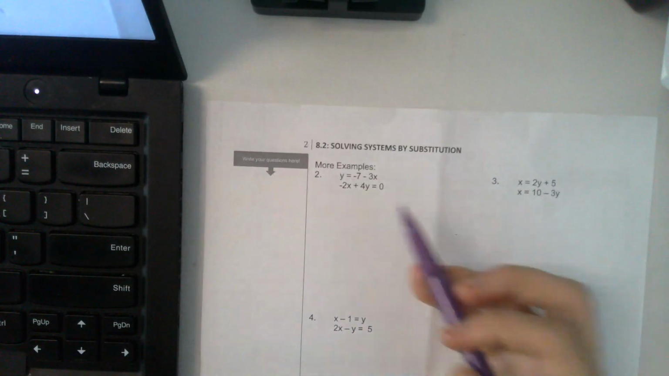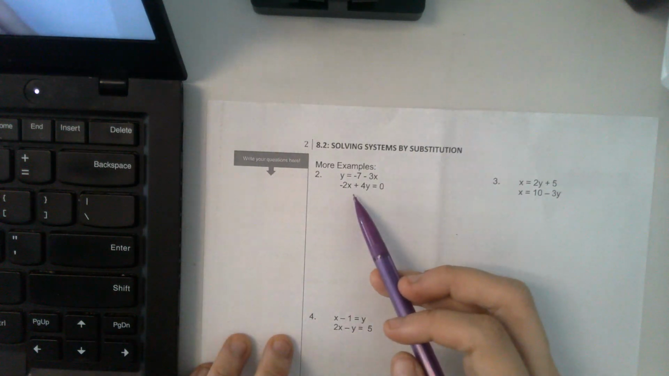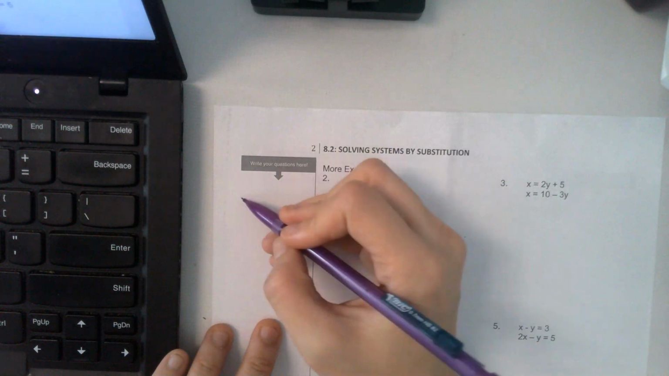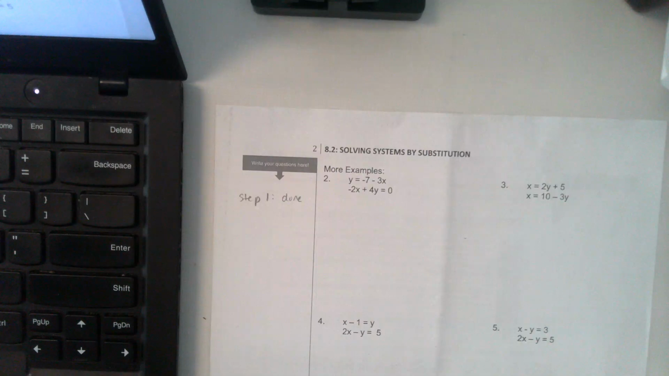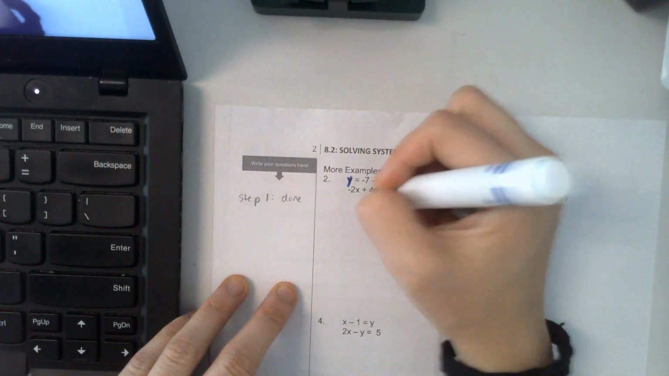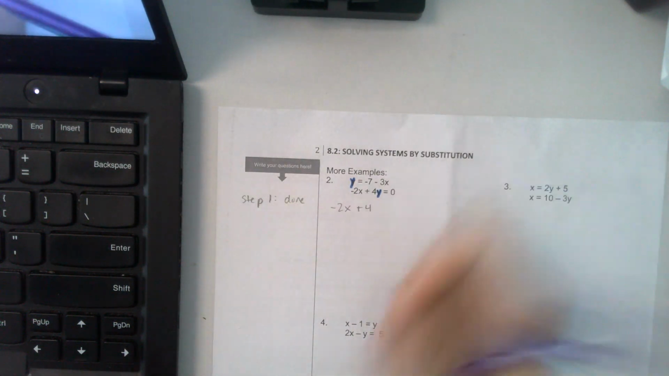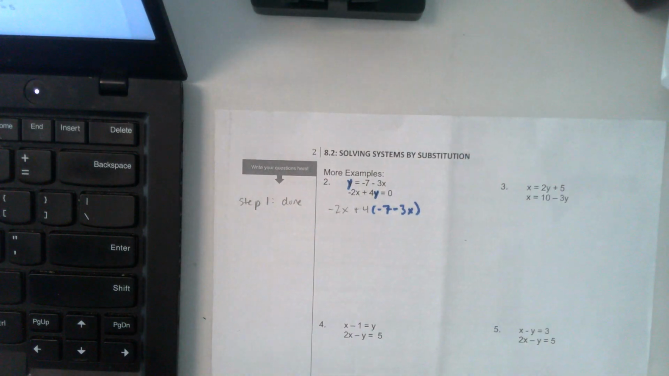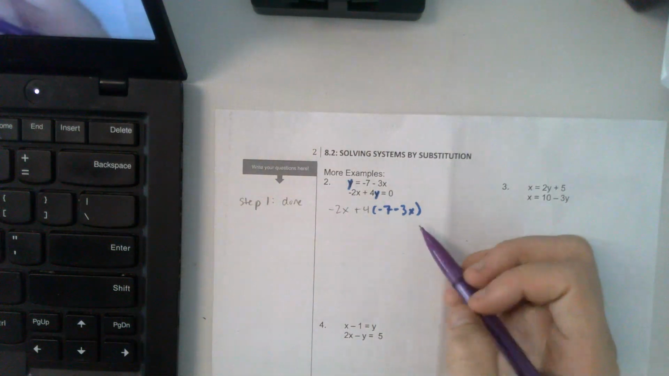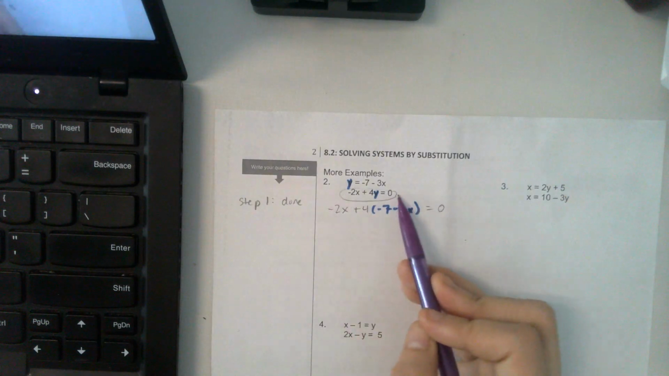All right, so let's do an example. We're going to do 2 together, and then you can do 3 on your own. Okay, so for this one, step 1 is already done. And so we're just going to plug this y in. So we're going to have negative 2x plus 4 times negative 7 minus 3x. And you want to be careful, make sure you have your parentheses because the negatives are going to all get mixed up, right? Equals 0.